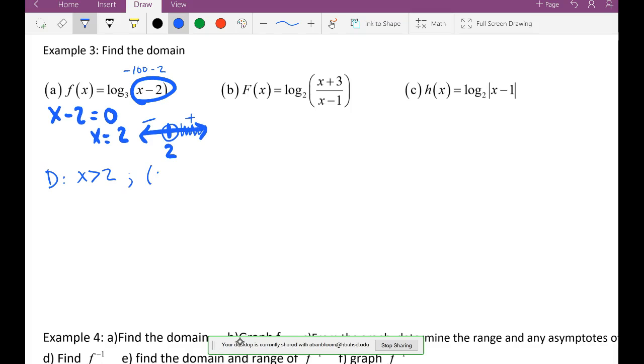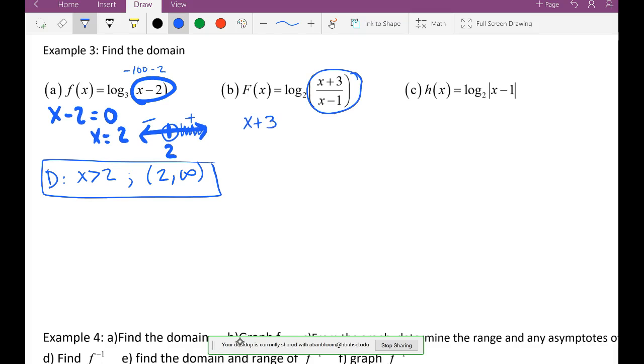Okay. All right, so I'm also going to write it in interval notation as well. So you can write it as x is greater than 2 or from 2 to infinity. All right, with that, let's move on to B. Similarly, what should we do to find the domain of any log function? You take this and you do what? Set it equal to 0.